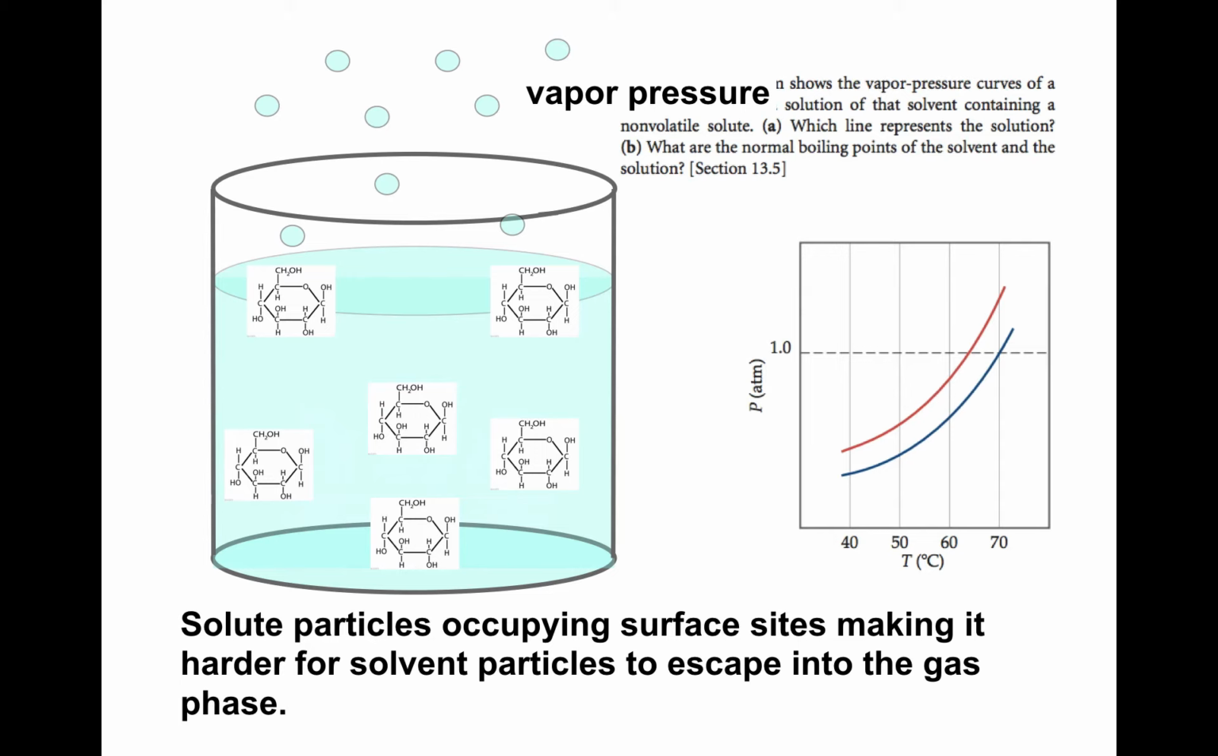Therefore, the solvent can't escape into the gas phase. So by putting the non-volatile solute into the solvent, you lower the vapor pressure. Fewer particles escape into the gas phase. So the rate of return is the same, but the rate of escape is different, and you end up with a lower vapor pressure. This is why the blue line represents the solution with the non-volatile solute in it.